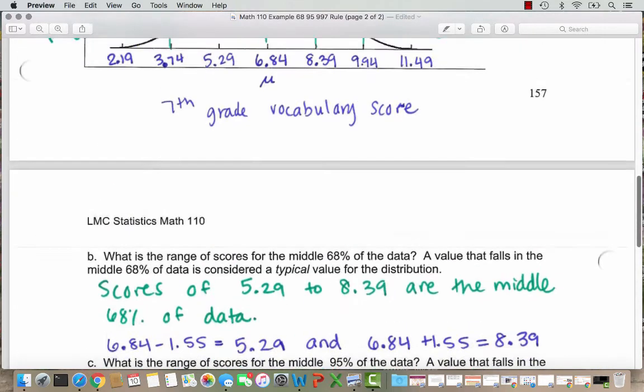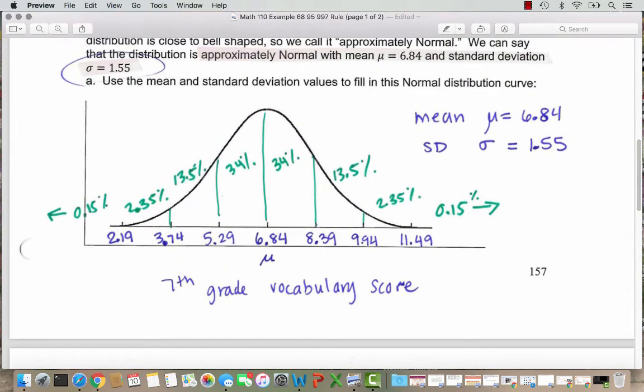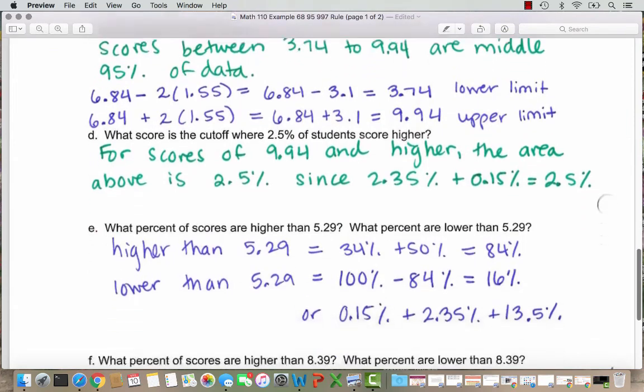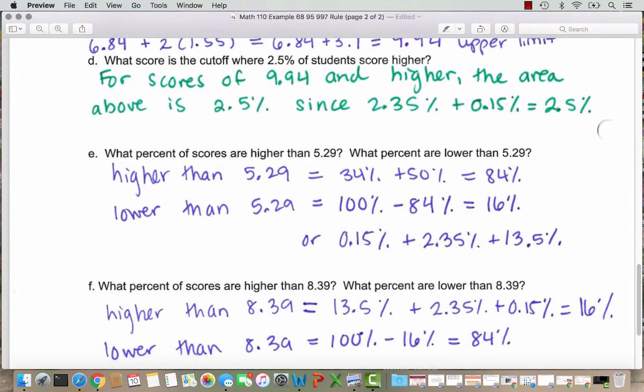Alternately, I could come up to my distribution and start over on the left side of the graph and add up the areas up to 5.29. And so that would be 0.15% plus 2.35% plus 13.5%. And that total is also going to be 16%. So either way, you can find the area here, whether you subtract from 100% or if you add up those groups of areas.